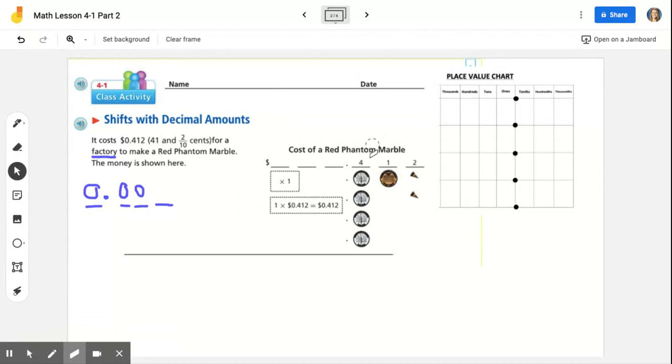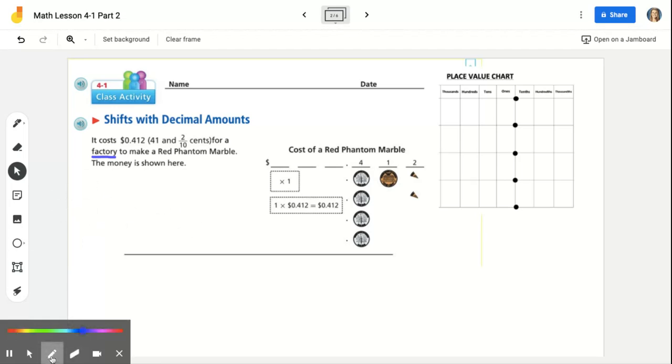Would be 4 dimes, 1 penny, and then 2/10 of a penny. So we're talking about really, really exact amounts here. All right, and then you'll see the visual on the side. 4 pennies, 1 dime, 2/10 is what I just said, and that's just for one marble. And we're going to be seeing what happens to the currency when we multiply it by 10, 100, and 1,000 in the next problems, okay?